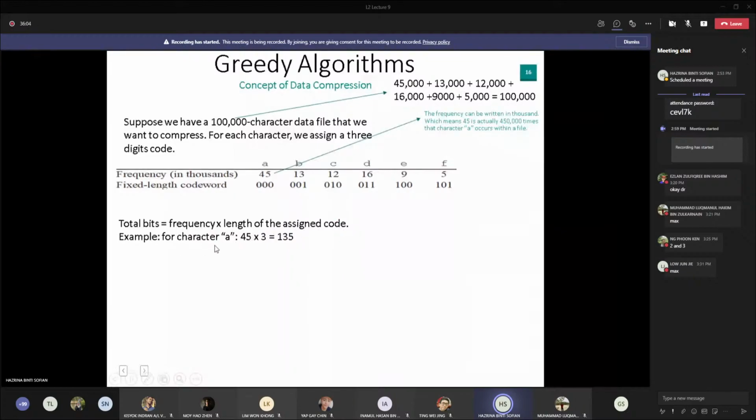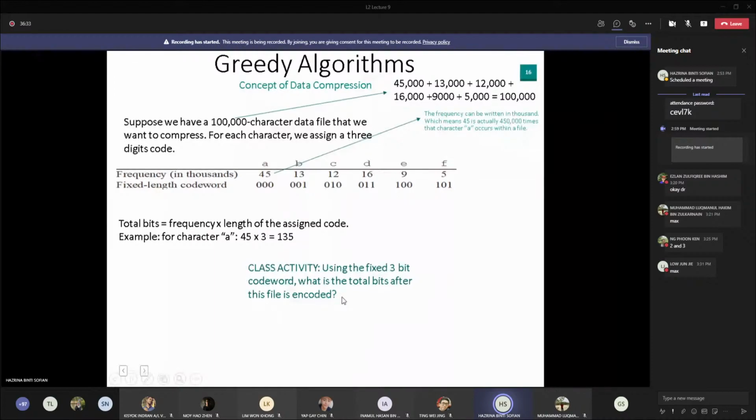For example, here we have the A, which is 45,000 times 3, it will be 135,000 bits. So, using the fixed 3-bit code word, what is the total bits after this file is compressed?